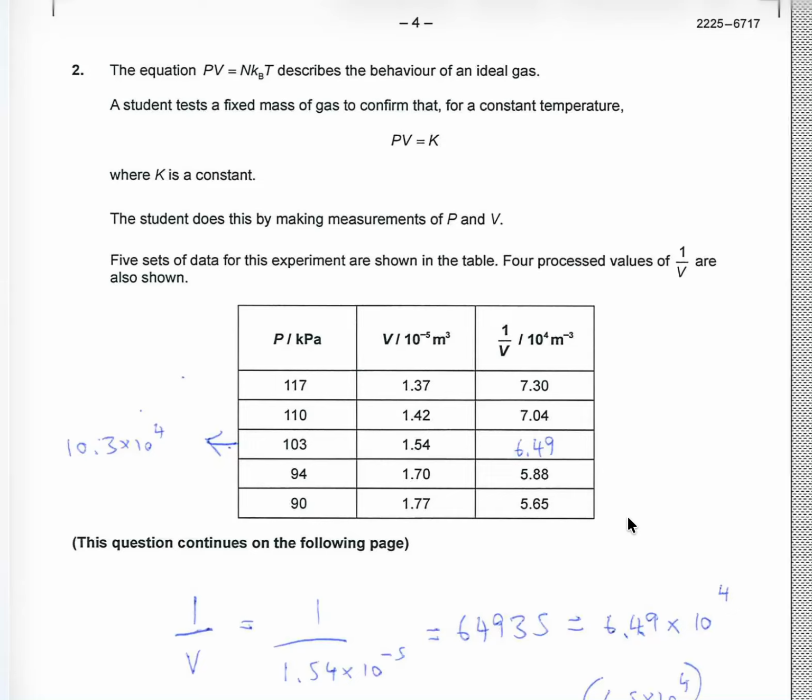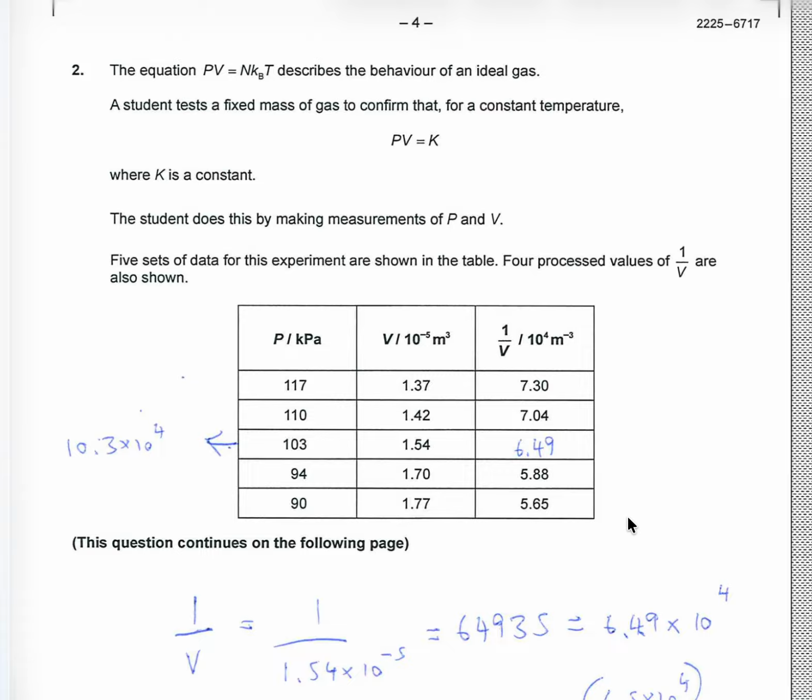All right, here we go. This is our question 2. And this is the one where we have to think a bit more about graphs. Okay, we're looking at the equation PV equal to NKT, describing the behavior of an ideal gas. We've got a fixed mass and constant temperature, where K is a constant.